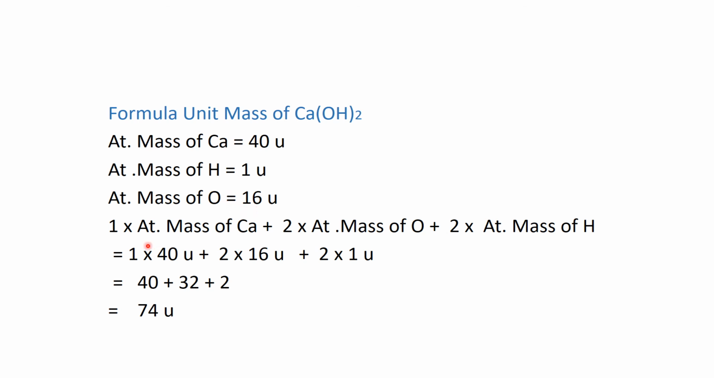So what will you do here? 1 multiply atomic mass of calcium, because calcium is 1, plus 2 multiply atomic mass of oxygen, plus 2 multiply atomic mass of hydrogen. So 1 multiply 40 unit, that is the mass of calcium, plus 2 multiply 16 unit, the mass of oxygen, plus 2 multiply 1 unit, the mass of hydrogen. So it comes 40 plus 32 plus 2, and after adding you are getting 74 unit. So what is the mass of calcium hydroxide?